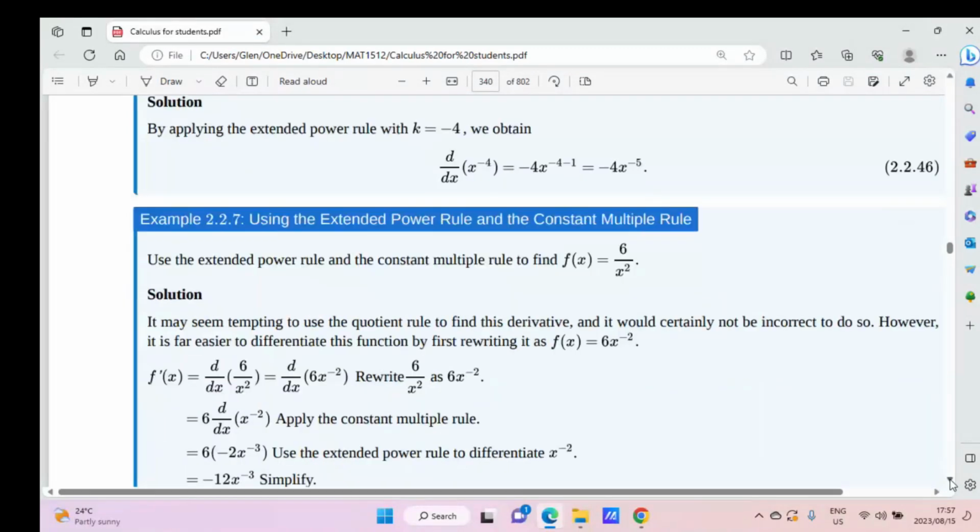This is what we were looking for, yeah? Minus 12x to the power negative 3, or negative 12 over x to the power 3, negative 12 divided by x to the power 3. Is that what you got, Lerado? Yes.